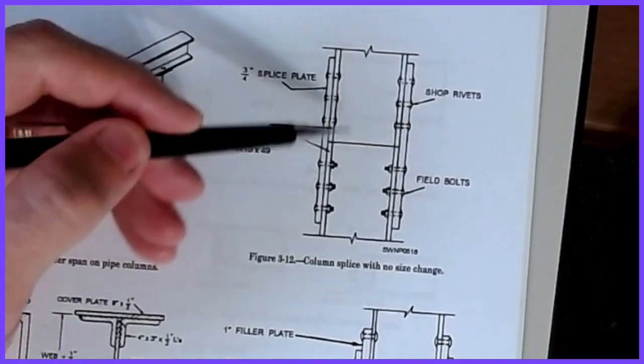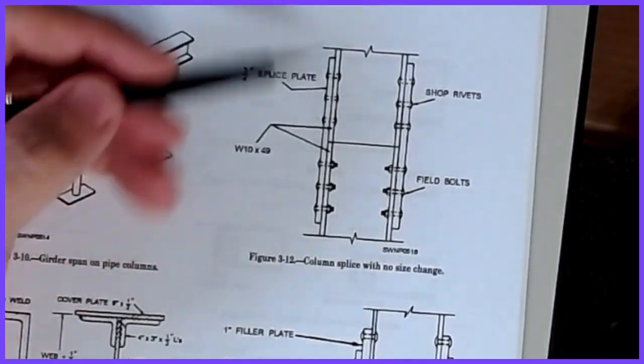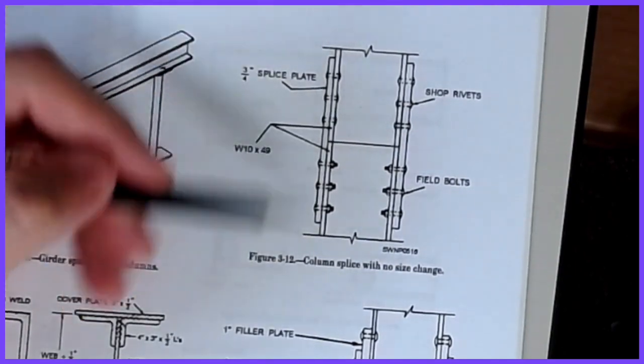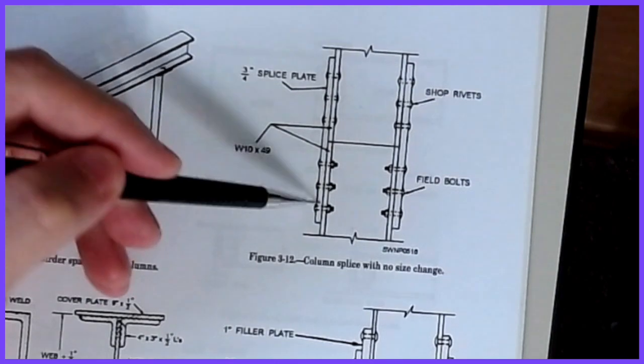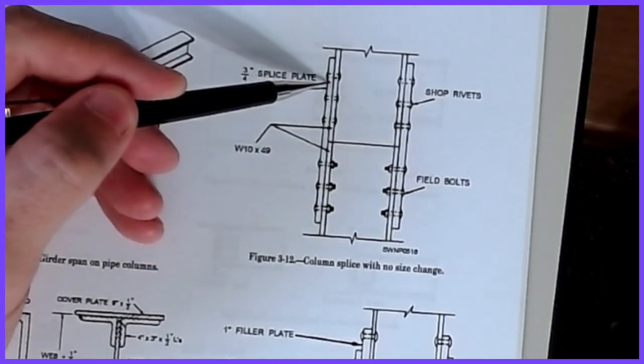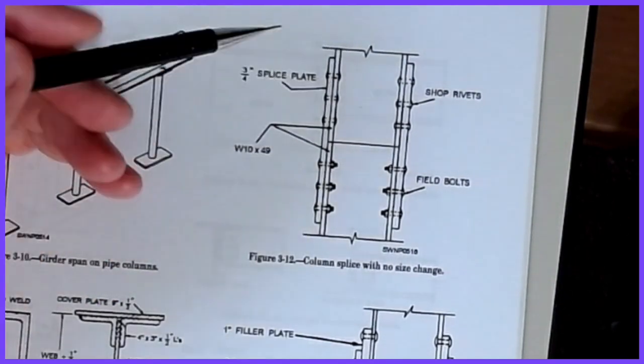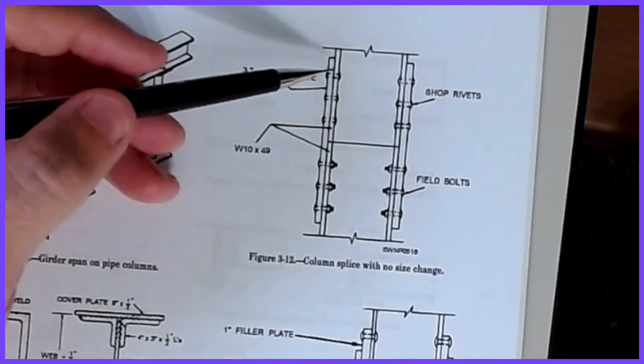This is what we call a flush column connection, in which the column above and the column below are basically the same size, so I can just run a plate along the outside and then bolt those in. A lot of times we'll weld it to one side and then bolt to the other side in the field. Field bolting is a lot faster. So that's one way that they can do that.